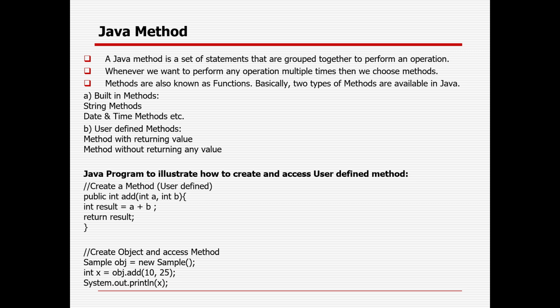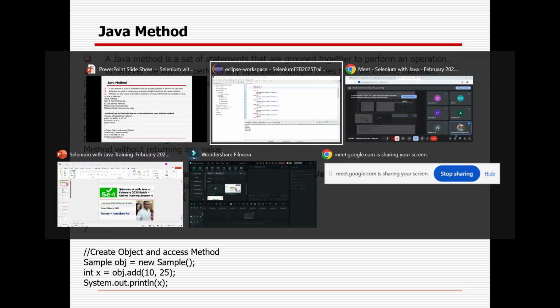Okay, so whenever a user wants to perform an operation multiple times, they will choose a method. Methods are sometimes known as functions. Basically, there are two types of methods available. One is user defined, one is the built-in method. You already saw a lot of methods in the String class, and Date and Calendar or time, which I will cover today. User defined methods also have two types: one without returning a value, one with returning a value. So we'll see the importance of methods.